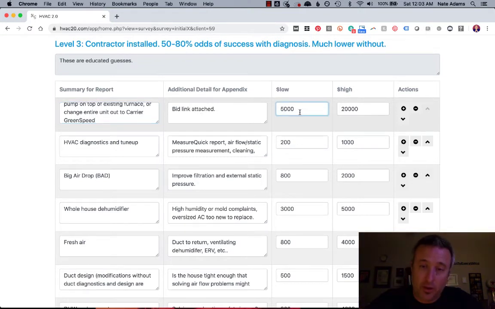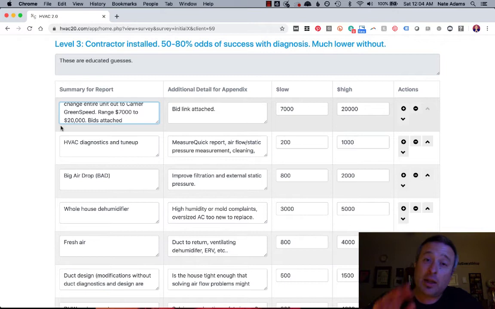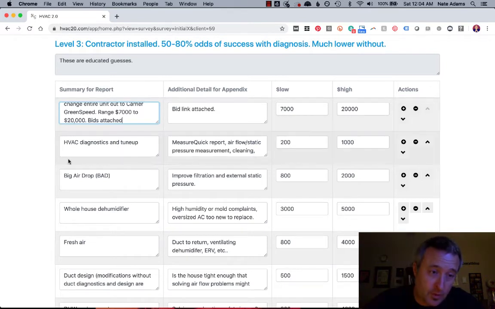And then this doesn't show up yet. So for now, you would have to type in here like that. And then you would change this. Soon enough, we'll have that part working as well, but it doesn't yet. And then probably make a note that bids are attached. So that's your big thing right there.